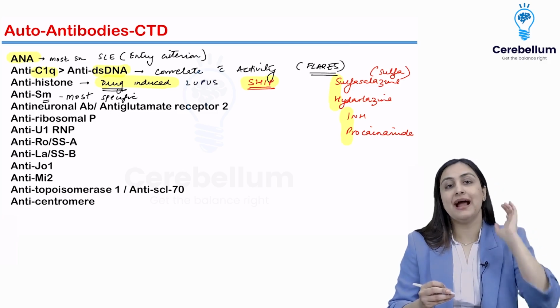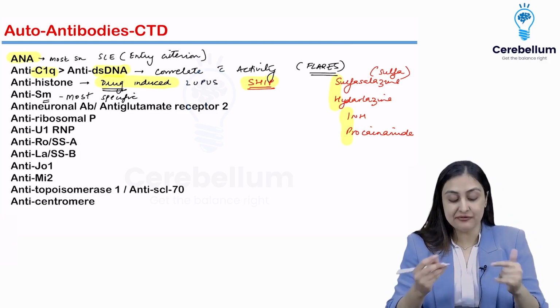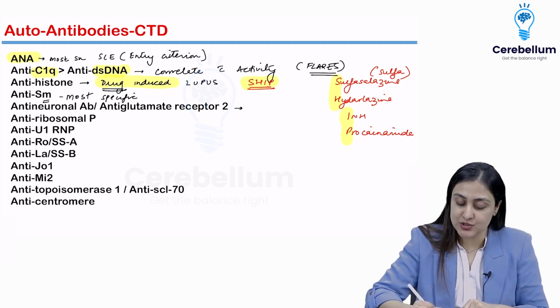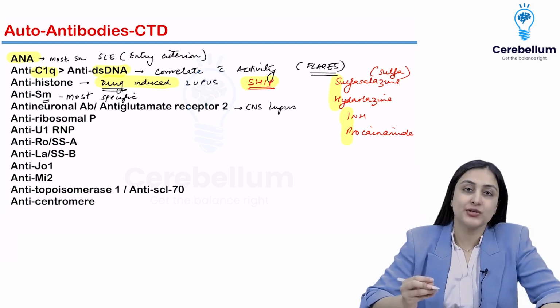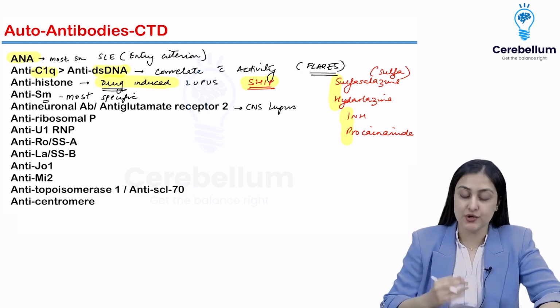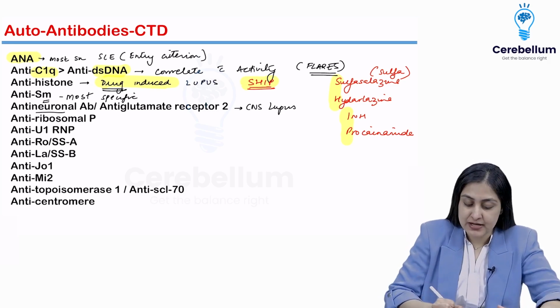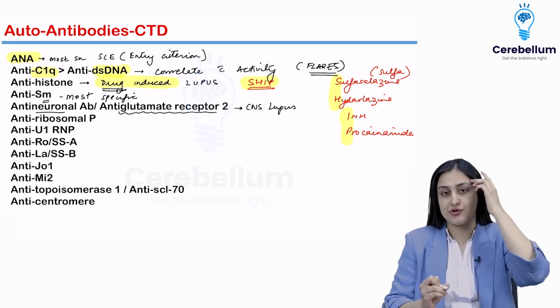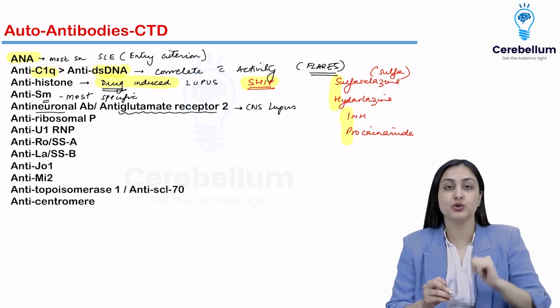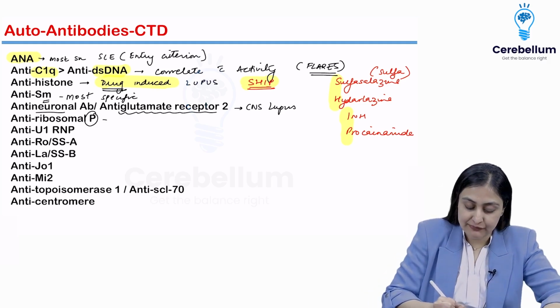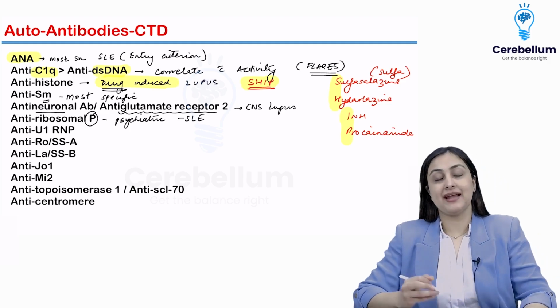Then we have antibodies correlating with different manifestations. Anti-neuronal or glutamate receptor 2 correlates with CNS. These correlate with findings of neurolupus or CNS lupus. Obviously they're not going to give you neuronal antibody because that's very obvious, but they can give you glutamate receptor. So remember, glutamate is correlating with neurological findings. Anti-ribosomal P correlates with P for psychiatric manifestations. So for neuropsychiatric manifestations in SLE, the marker is anti-ribosomal P.